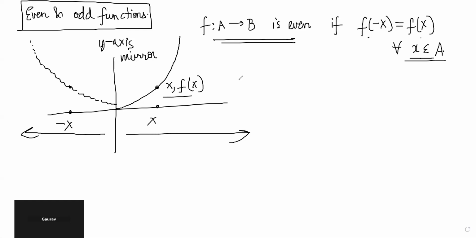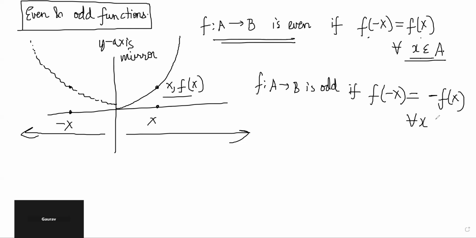Similarly, f from A to B is called odd if f of minus x is equal to negative of f of x for all x belongs to A.